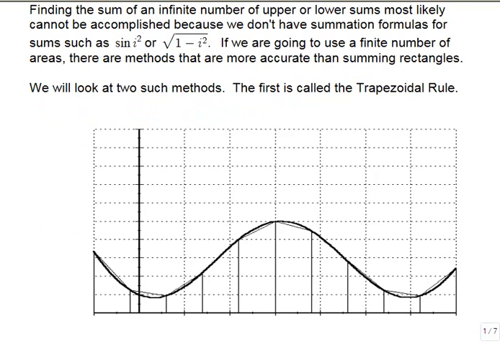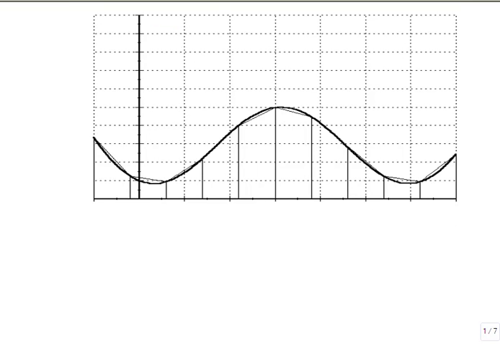So what the trapezoidal rule does is it takes a curve that we wouldn't normally be able to integrate because it doesn't have an antiderivative, and we chop it up. But this time, instead of chopping it up into n rectangles, we're going to chop it up into n trapezoids.